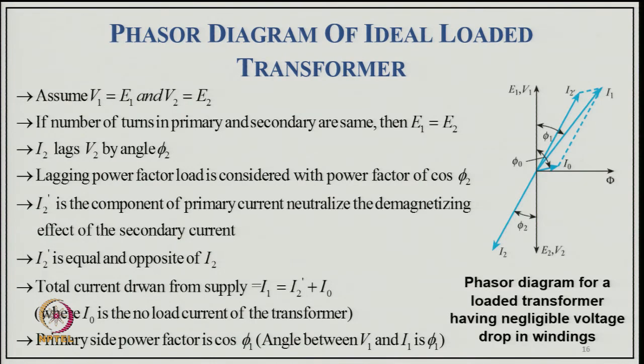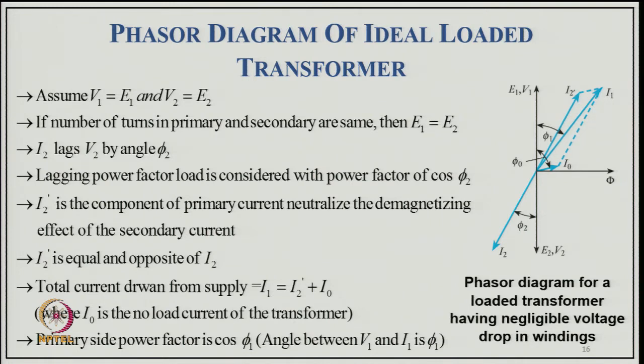So, here we have a phasor diagram of the ideal transformer. We consider V1 equal to E1 and V2 equal to E2, and if the primary and secondary turns are the same, typically taking the example of an isolation transformer, then E1 equal to E2, and I2 lags V2 by an angle phi 2, the load power factor angle. Normally a lagging power factor load with cos phi 2 is considered here, because most loads are lagging power factor in practice.